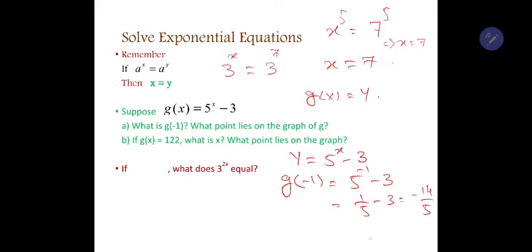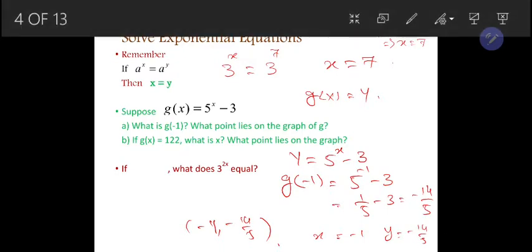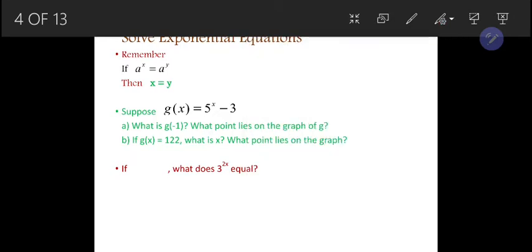Which means if x is minus 1, then y is minus 14 over 5. So what point lies on the graph? Minus 1 and minus 14 over 5. I will just erase this now.